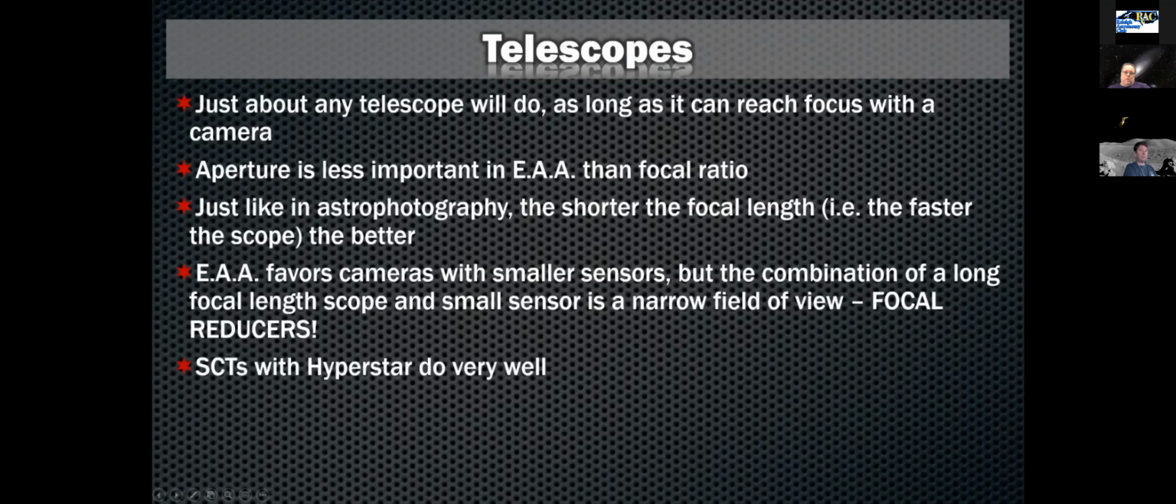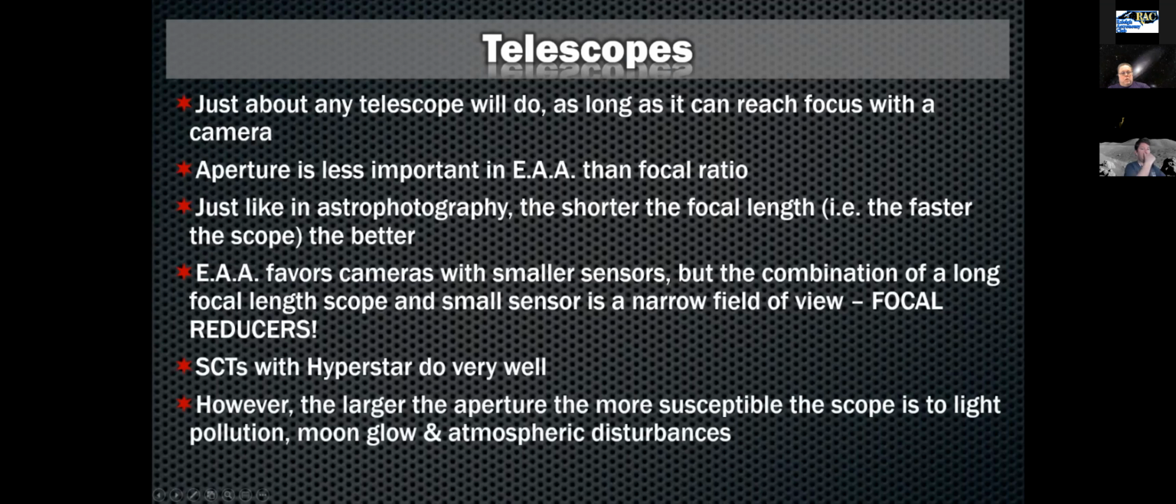SCTs with Hyperstar do very, very well in this regard. And the larger the aperture, obviously, the more susceptible the scope is to light pollution, moon glow, atmospheric disturbances. So a 14-inch SCT, even an 11-inch SCT, at times can be a bit of a drawback, a little more difficult to use than with an 8-inch SCT or even a refractor.